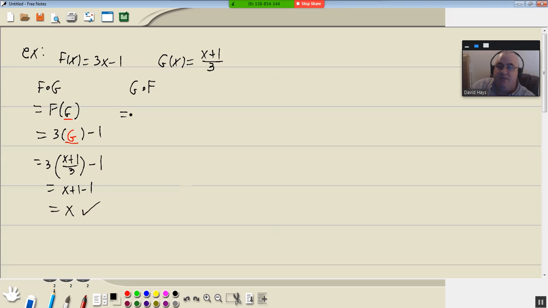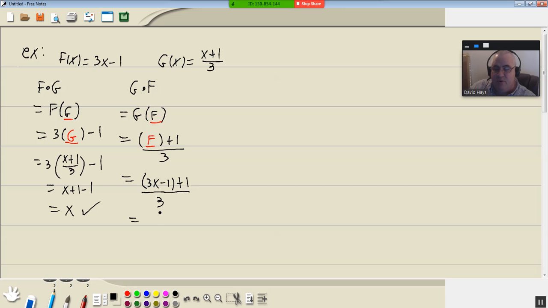Now it has to go both ways though. Composition g and f is g of f. So we're going to take our g of x, which is (x plus 1) over 3, and where our x was, we put in parentheses. And evaluating the function is always the same. Whatever's inside this parentheses is automatically what you put here, so we put f there. But f is equal to 3x minus 1. So the negative 1 plus 1 cancels. We got 3x over 3. 3's would cancel and gives us x.